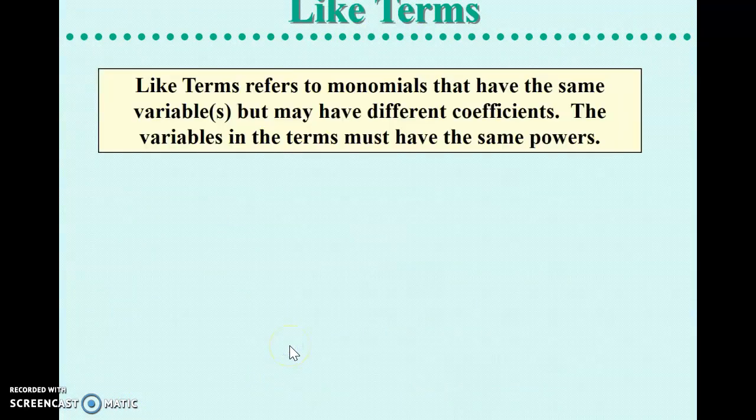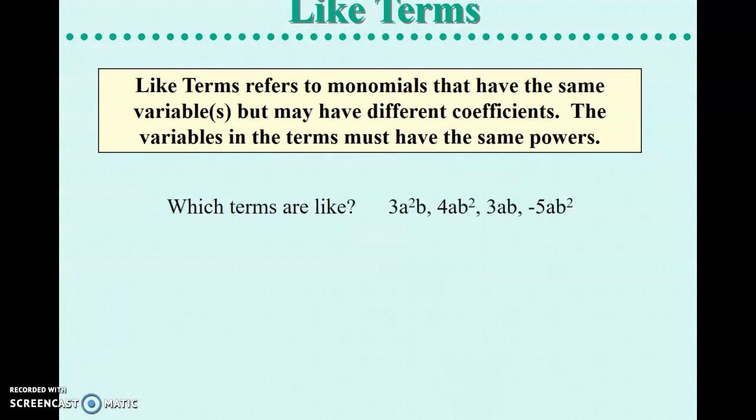All right, like terms. Again, the definition is there for you on your notes, but it refers to monomials that have the same variable or variables, but may have different coefficients. Remember, the coefficient is the big number in front of variables. The variables in the terms must have the same exponents or the same power.